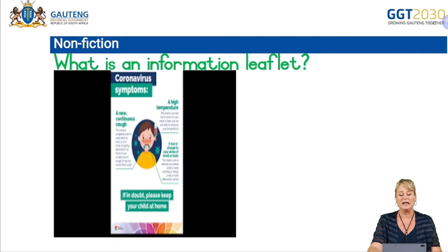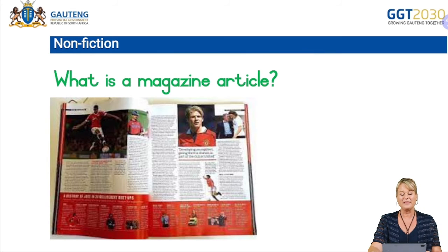And then what is an information leaflet? There's an example. It's a piece of paper that gets handed out to people, or you might just pick it up at the shops, and it's got some information that's very important. For example, this is all about the coronavirus symptoms. So if you want to find out more about coronavirus, then you just read your information leaflet. And there's a magazine article. I'm sure you've seen one before, and this one is all about soccer. What happened to the soccer players, what happened at the matches, what the scores were, who played well, who didn't play well, that kind of thing. So that's a magazine article.